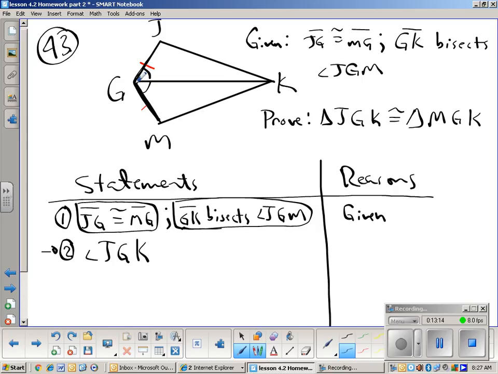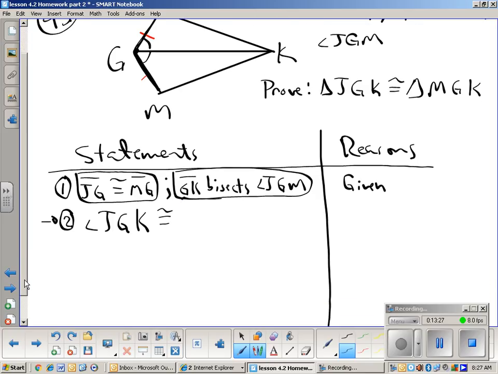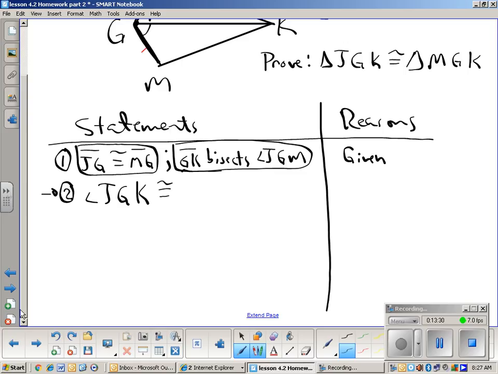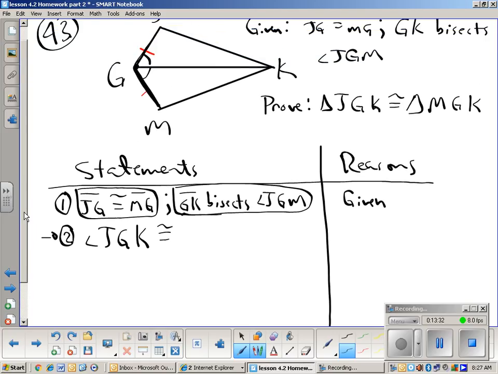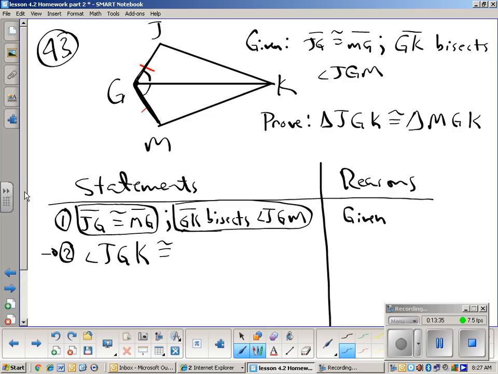Okay? Does it matter what order, like, if you did it? Oh, which step? Oh, no. No, if you recognize something else first, that's okay. As long as the last step is the one with the triangles. That's got to come after these other facts. So angle JGK is congruent to angle what? MGK. And why is that? There you go. Definition of bisects.